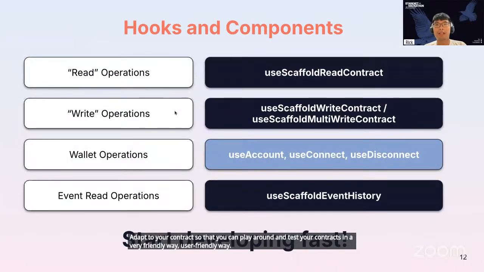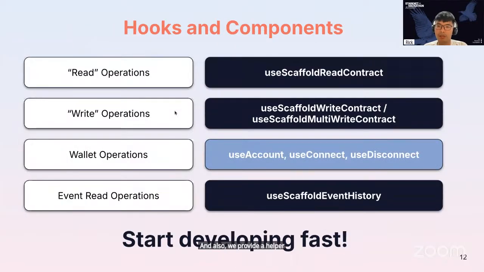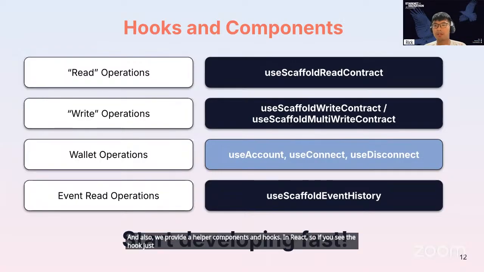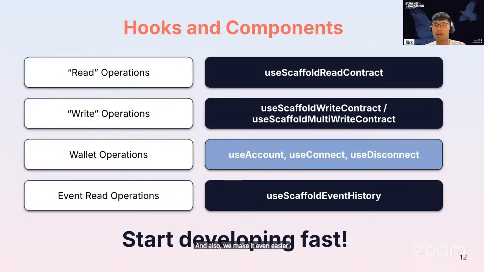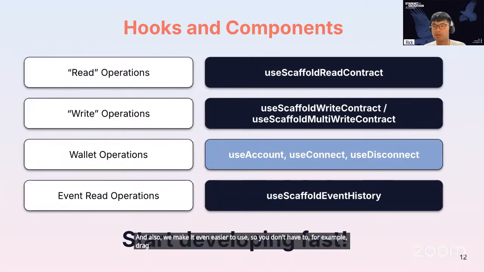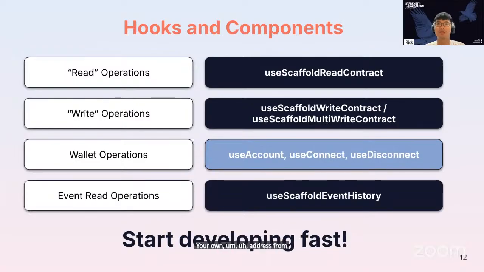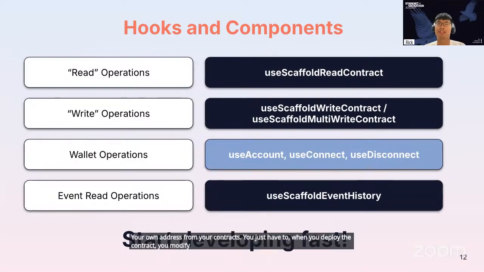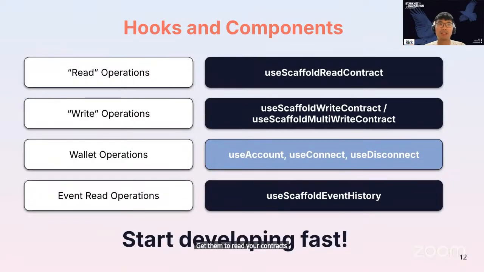And also we provide helper components and hooks in React. If you saw the hooks just now from Starknet React, we built more type-safe features on top of them, and we also make them even easier to use. So you don't have to, for example, drag in your own ABI or your own address from your contracts. When you deploy the contract, we modify the front end for you in such a way that when you use these hooks, the configuration you need to get them to read or write your contracts is very minimal.